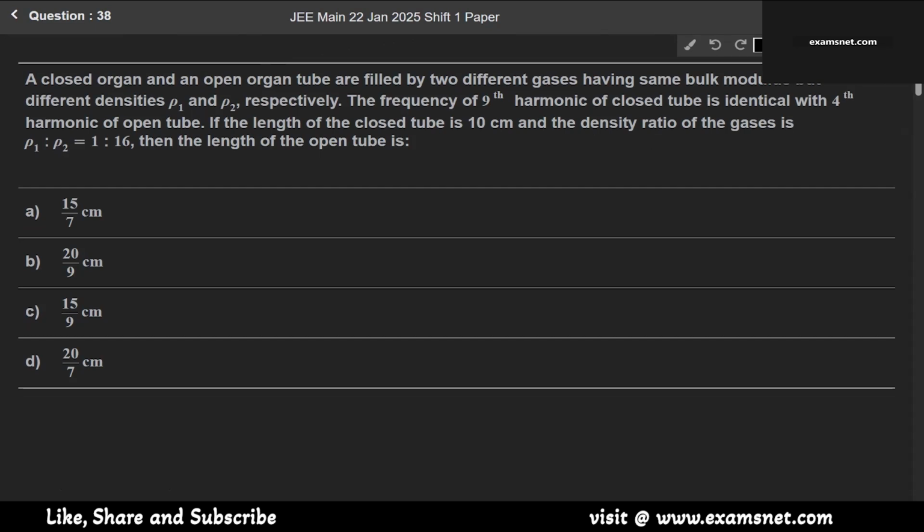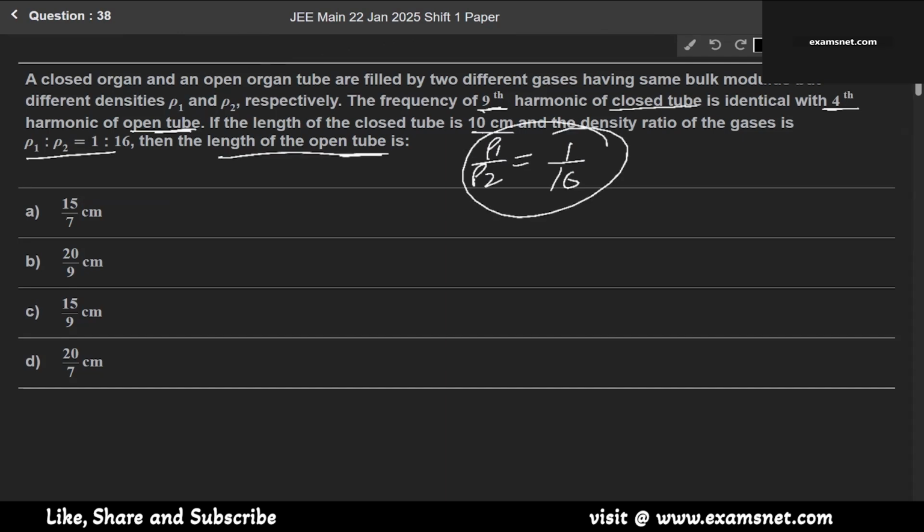A closed organ and an open organ tube are filled by two different gases having same bulk modulus but different densities rho 1 and rho 2 respectively. The frequency of ninth harmonic of the closed tube is identical with the fourth of the open tube. If the length of the closed tube is 10 centimeter, density ratio of the gases rho 1 over rho 2 is given as 1 over 16. Then we have to find the length of the open tube. Length of the closed tube is given as 10 centimeter. We have to find length of the open.